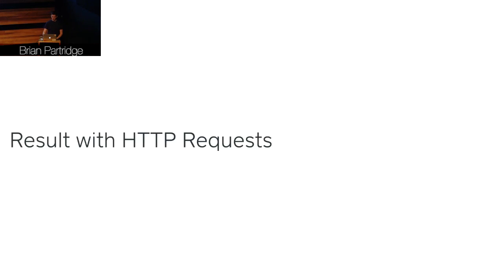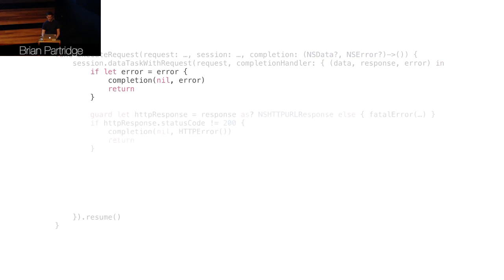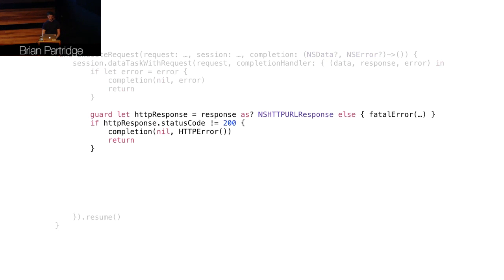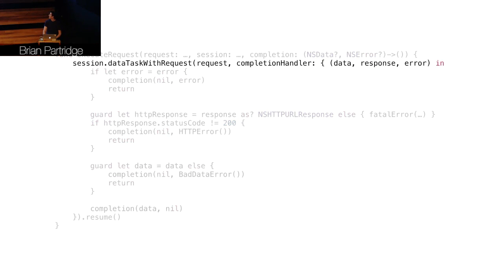So with that understanding of the result type in mind, let's go and talk about how we can use result with HTTP requests. So when you have a typical network request, you probably have a method like this: execute request, takes a request, and inside it's going to call into NSURLSession, and it's going to have this god-awful completion handler that has a data, a response, and an error. And in this completion handler, you need to do things like handle the error, and then parse the HTTP response to make sure that you got a successful response, and then verify that your data is okay before finally calling the completion block.